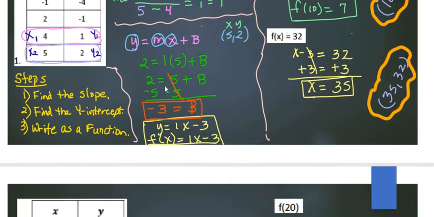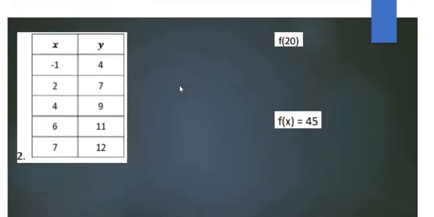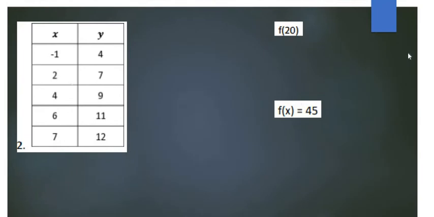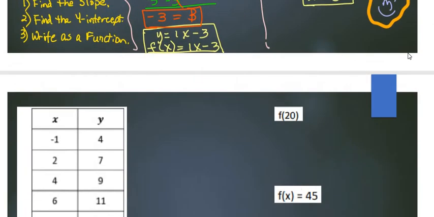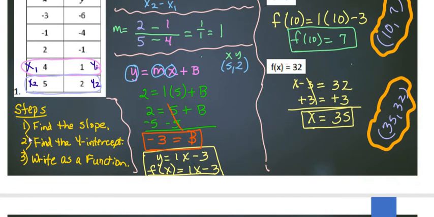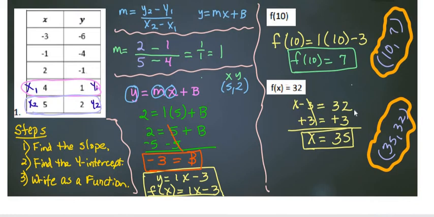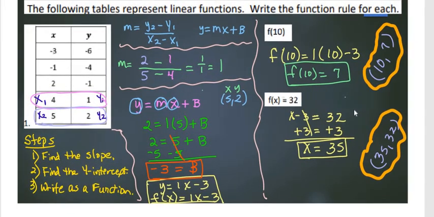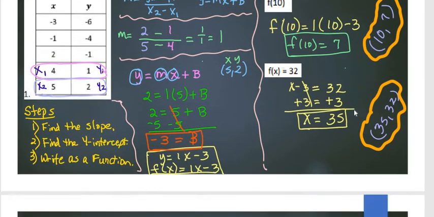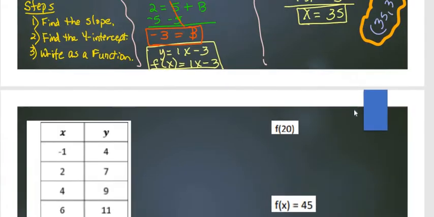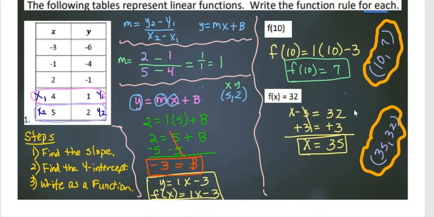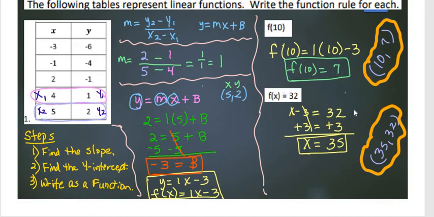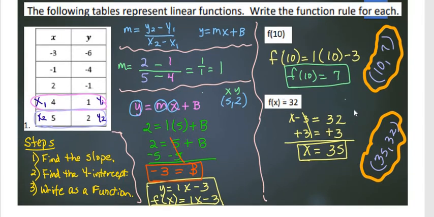Now, here's what I want you to do. I want you to take problem number 2, and I want you to work it just like we did problem number 1. So the first step, remember, find the slope, then find the y-intercept. Write it as a function. So this is what I just did. You're going to work it out just like what we did in problem number 1. Now, put me on pause and work problem number 2, just like problem number 1.